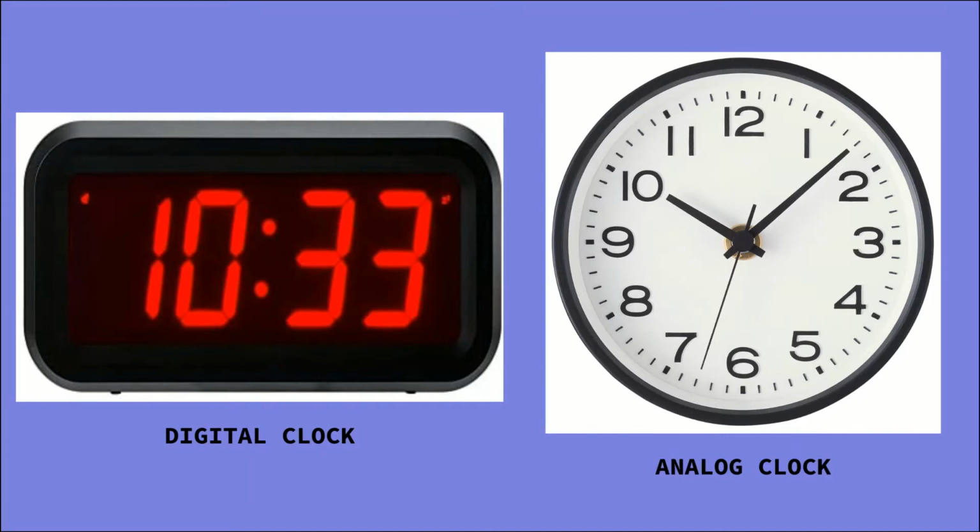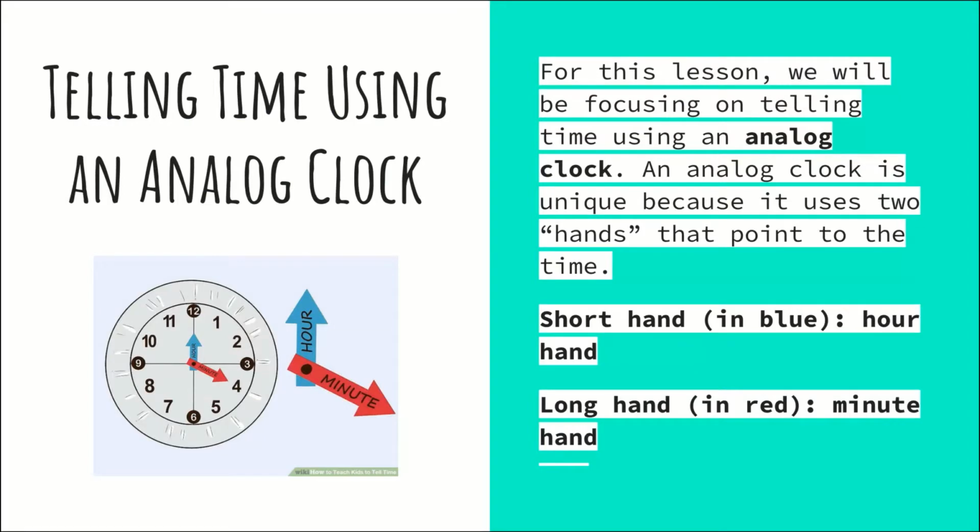And so telling time with a digital clock is super easy. You just look at it and read the numbers. Telling time with an analog clock is a little more challenging because we need to interpret the time based on the hands of the analog clock. So for this lesson, like I said, we'll be focusing on telling time using an analog clock.